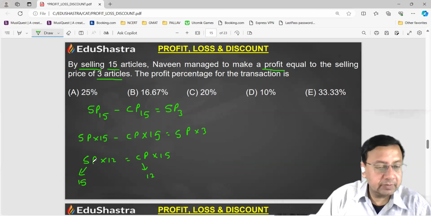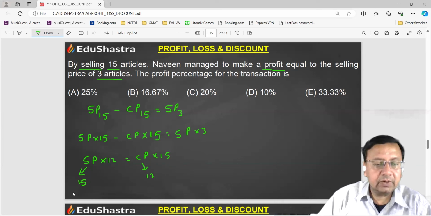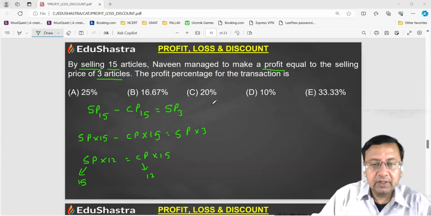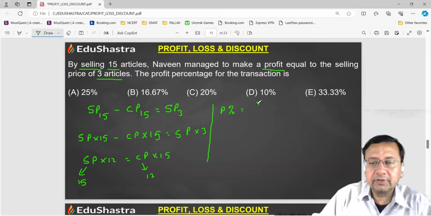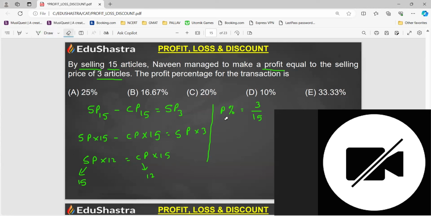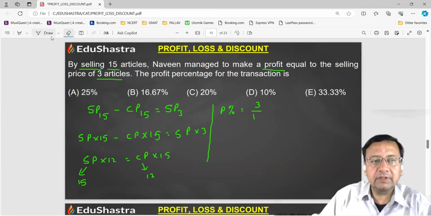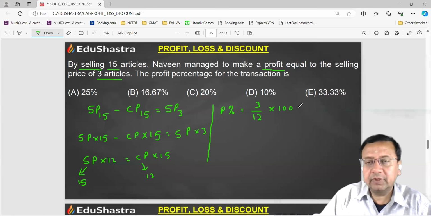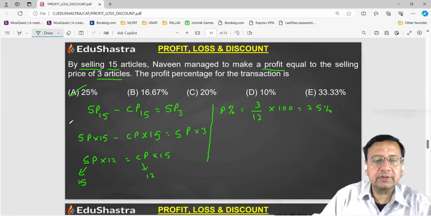So I know the SP of one product is 15, and the cost price of one product is 12. So what is their profit? 3 rupees, on the basis of 15 or 12? 12, right, because profit and loss are always calculated over the cost price. So this is 3 by 12, multiplied with 100. This is 1 by 4, and 1 by 4 into 100 is nothing but 25%. So the option is first, right?